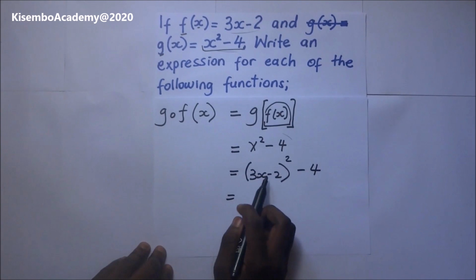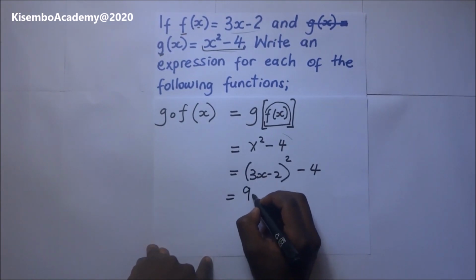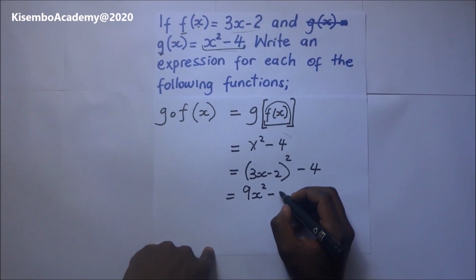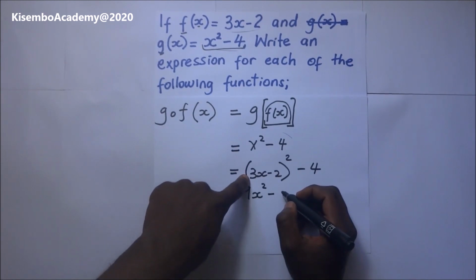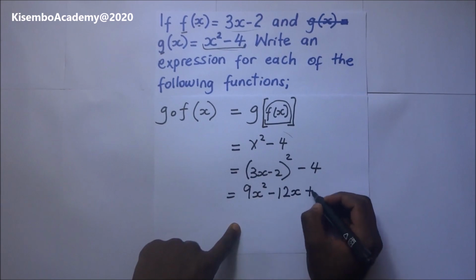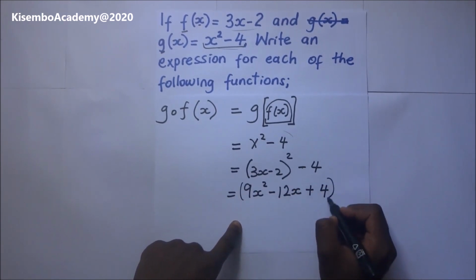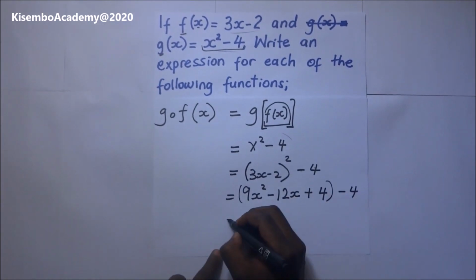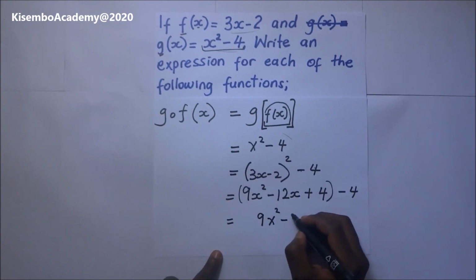And so we go ahead and expand this. This is going to become 9x squared minus 2 times 3 times 2. 2 times 3 is 6, 6 times 2 is 12, minus 12x plus 4. Then minus 4. And so we end up with 9x squared minus 12x.